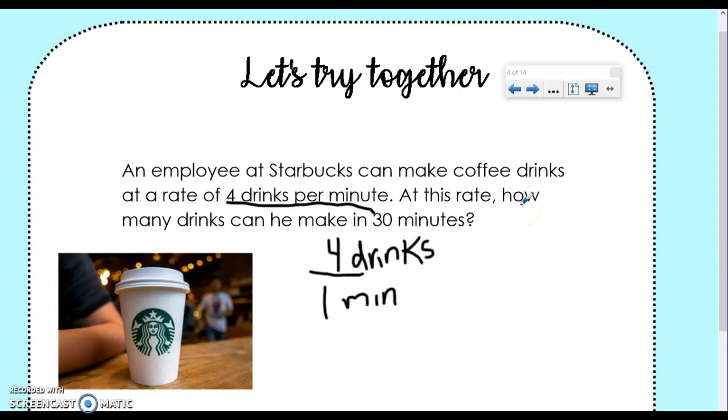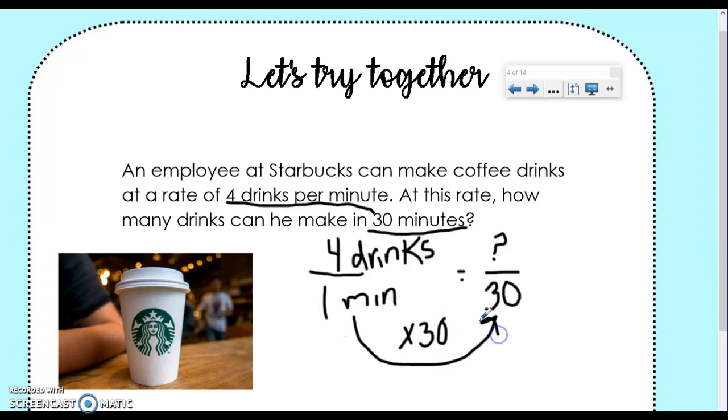Okay, now how can I figure out at this rate? So if this coffee maker at Starbucks, a barista is what they call them, is making 4 drinks in 1 minute, how can we figure out how much he would make in 30 minutes? Well, if I know he makes 4 drinks in 1 minute, I can set that equal to, question mark, how many drinks, we don't know, in 30 minutes. How would I get from 1 to 30? Well, you can multiply by 30, right? So if I times by 30 on the bottom, what do we have to do on the top? We should have to times by 30.